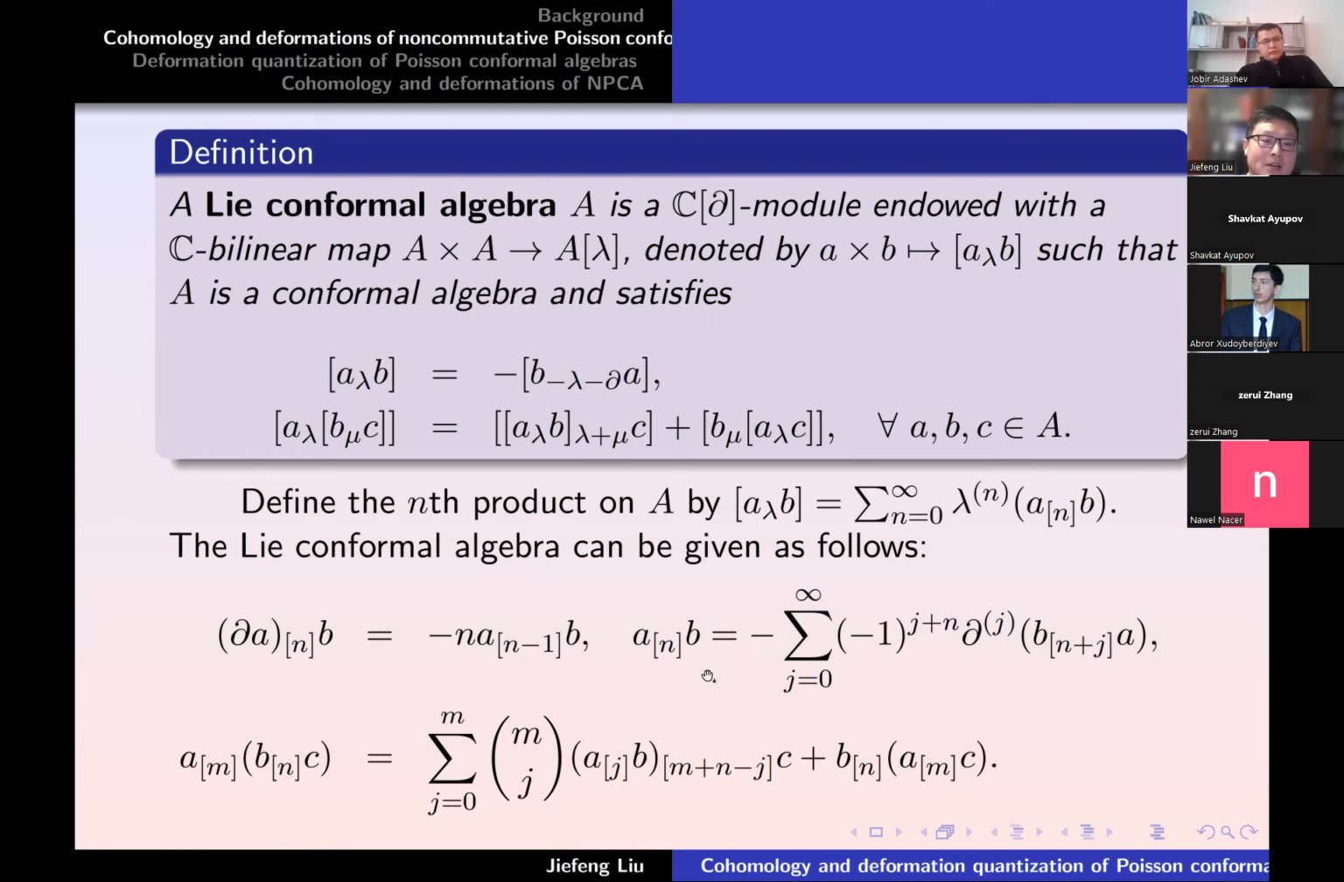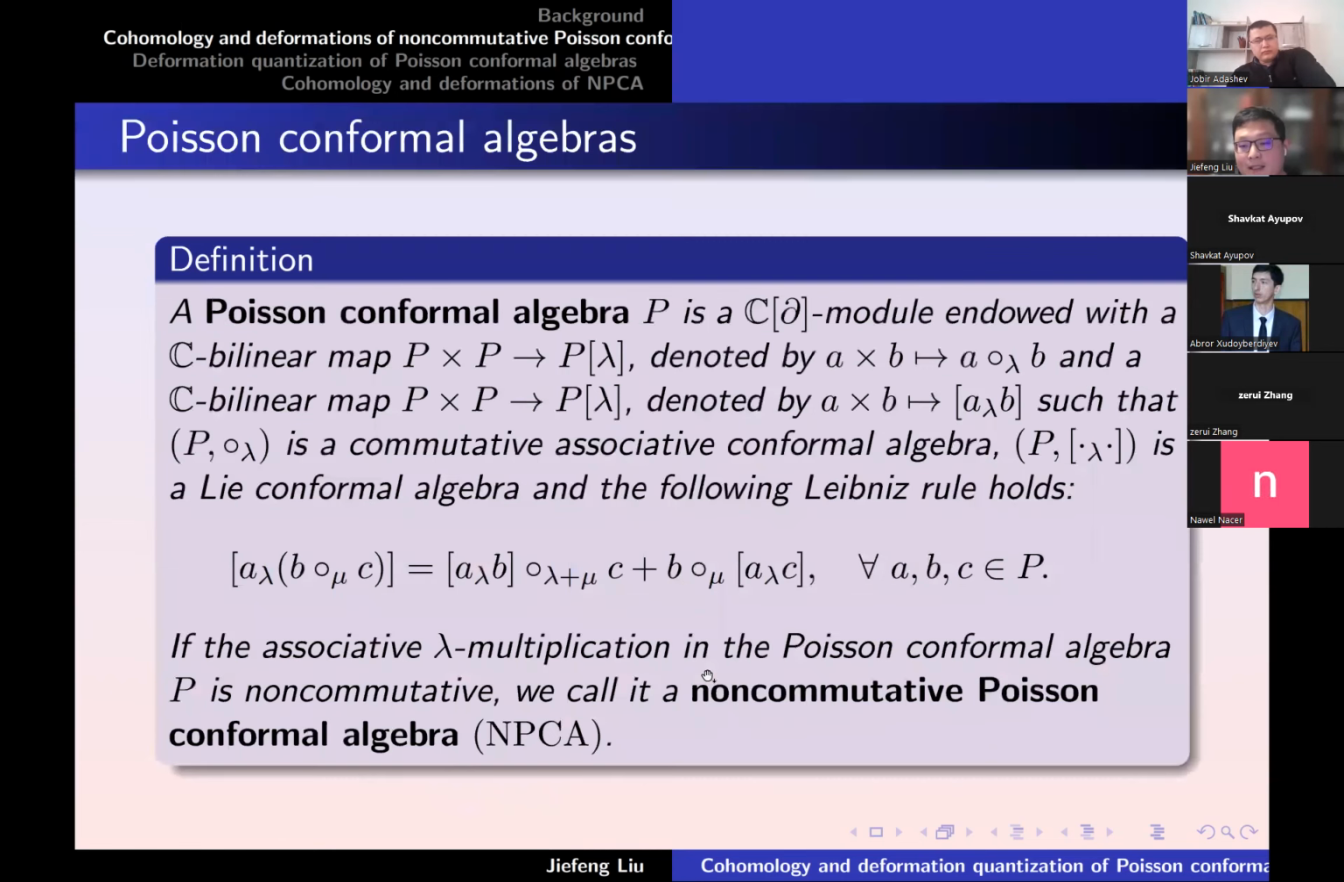Furthermore, we can give the notion of a Poisson conformal algebra. It has two λ-operations, one is the circle λ product and one is the λ bracket, such that this is a commutative associative conformal algebra. This is the Lie conformal algebra, and they satisfy the following Leibniz rule conditions. If the associative λ-multiplication in the Poisson conformal algebra is non-commutative, we call it a non-commutative Poisson conformal algebra, also called NPCA.